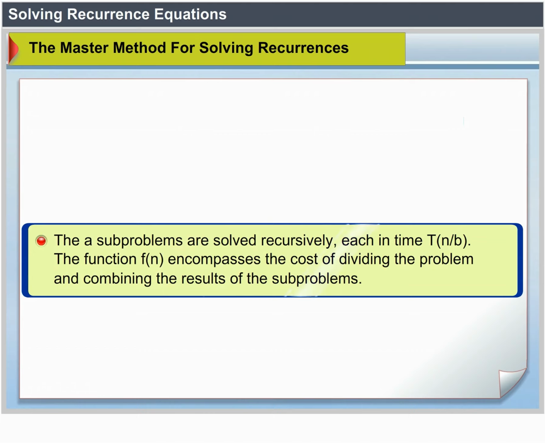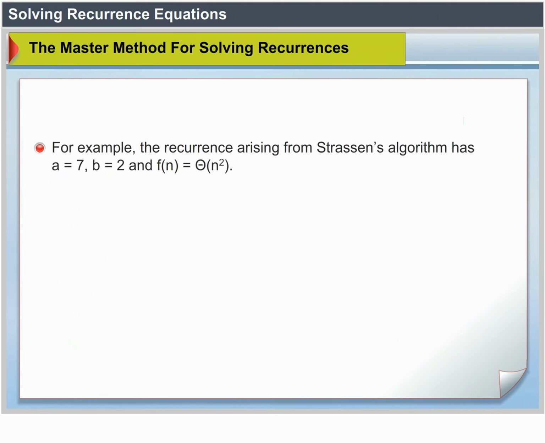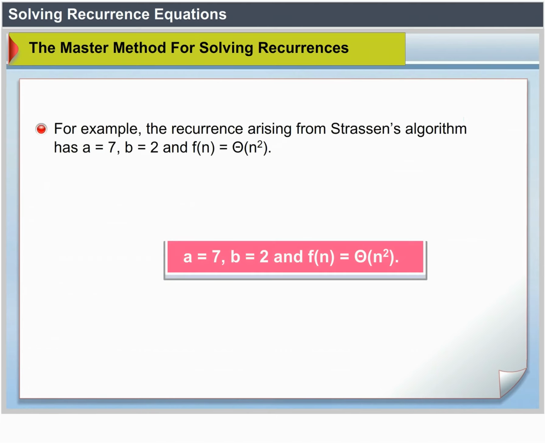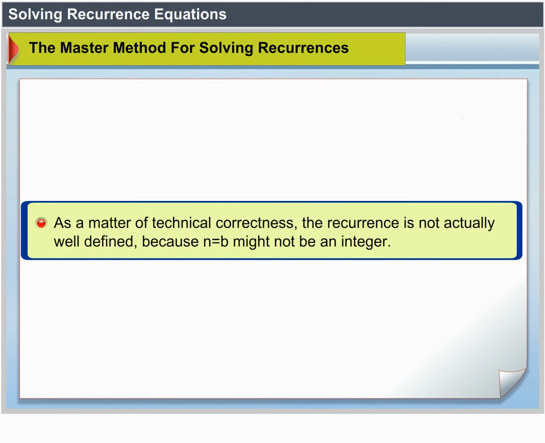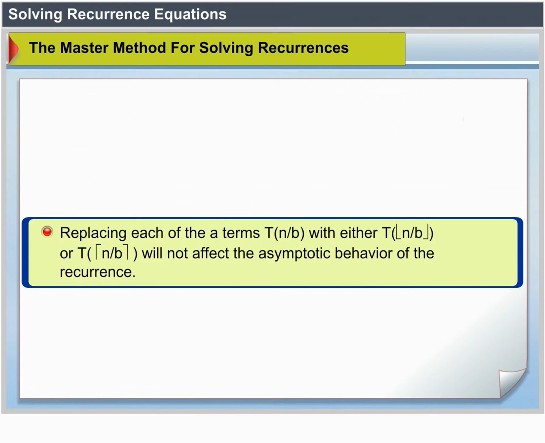For example, the recurrence arising from Strassen's algorithm has a equal to 7, b equal to 2, and f of n equal to theta of n squared. As a matter of technical correctness, the recurrence is not actually well defined because n by b might not be an integer. Replacing each of the a terms T of n by b with either T of floor of n by b or T of ceiling of n by b will not affect the asymptotic behavior of the recurrence.